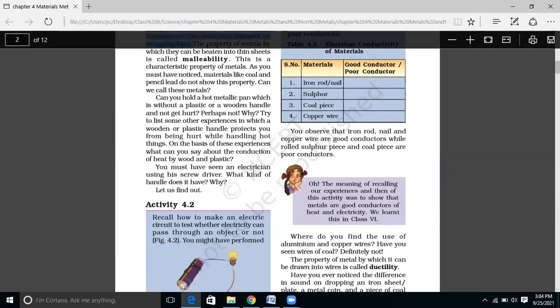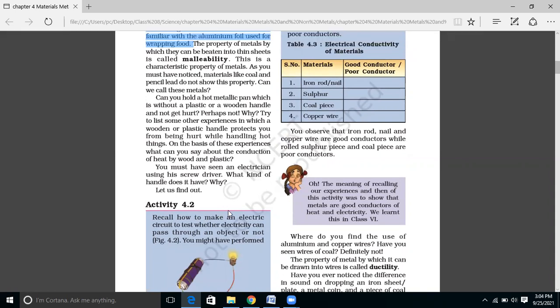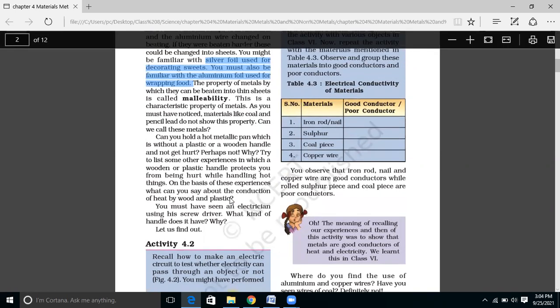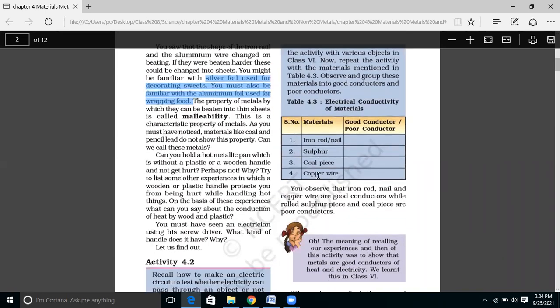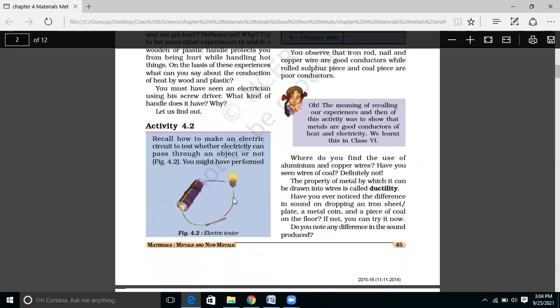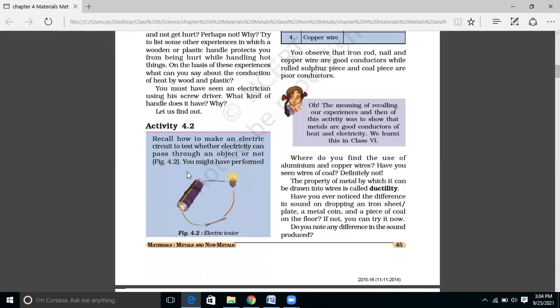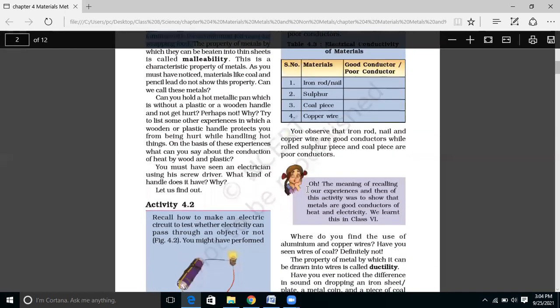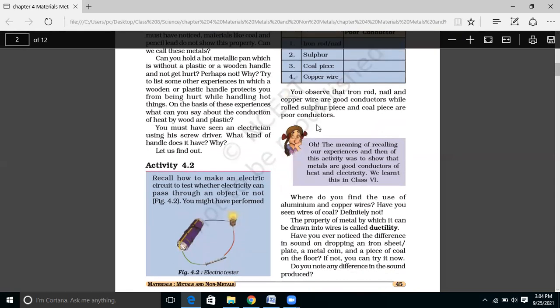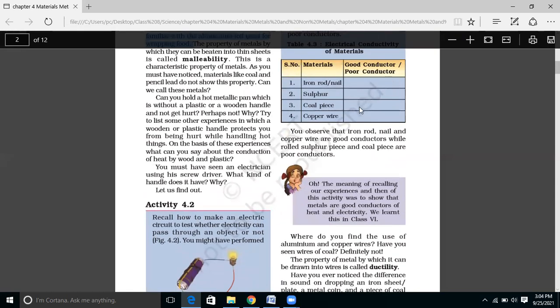Now let us see about the conduction of electric current through metals and non-metals. Now they have told us to recall the electric tester what we had done in class 6. You need to have a cell and connect it to an electric bulb, and you need to connect different substances. So here first we have given an iron nail, then you need to use sulfur, coal piece and copper wire.